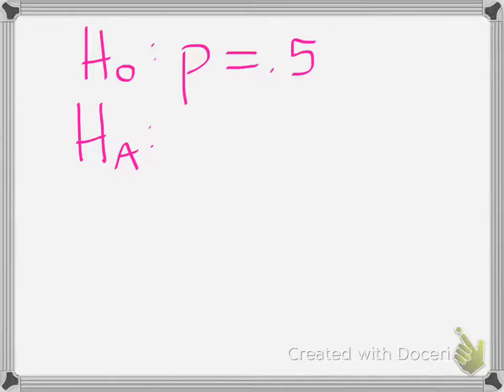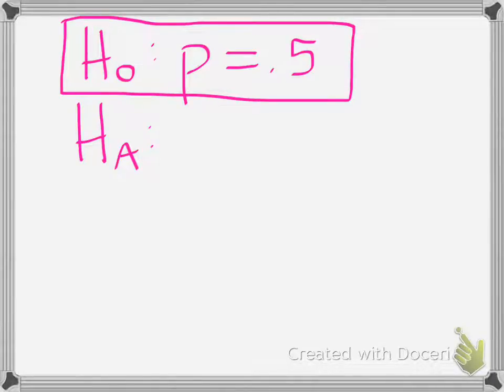I'm going to assume the status quo, which is that the trick coin is just a regular old coin that has a 50% chance of getting heads. And then I'm going to test if it's possible that it actually could get heads more often. That is my alternative hypothesis. This right here, the status quo, is my null hypothesis.